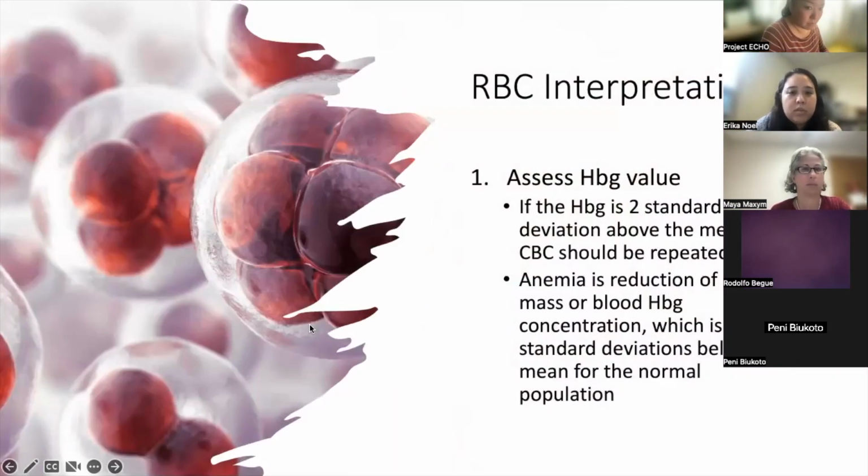So the first step is taking a look at the hemoglobin value. If the hemoglobin value is 2 standard deviations above the mean, the CBC should be repeated. And if it is 2 standard deviations below the mean, then that would constitute anemia.